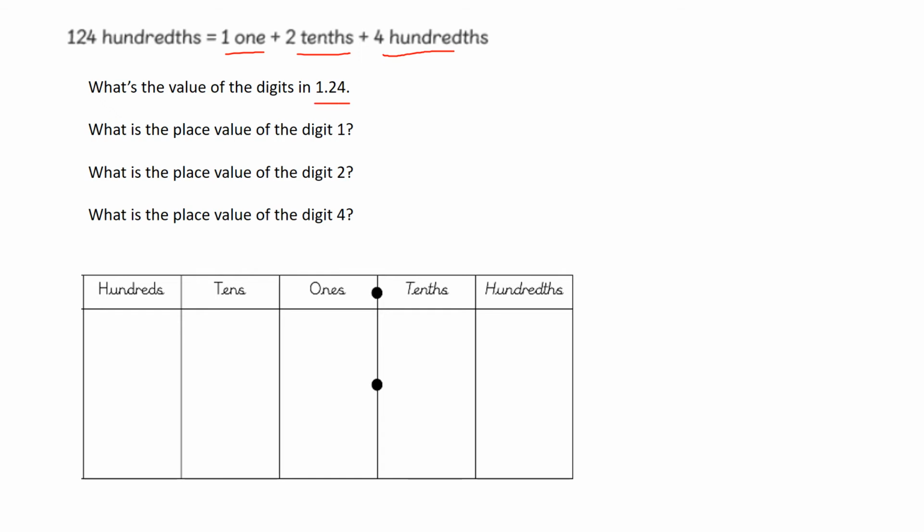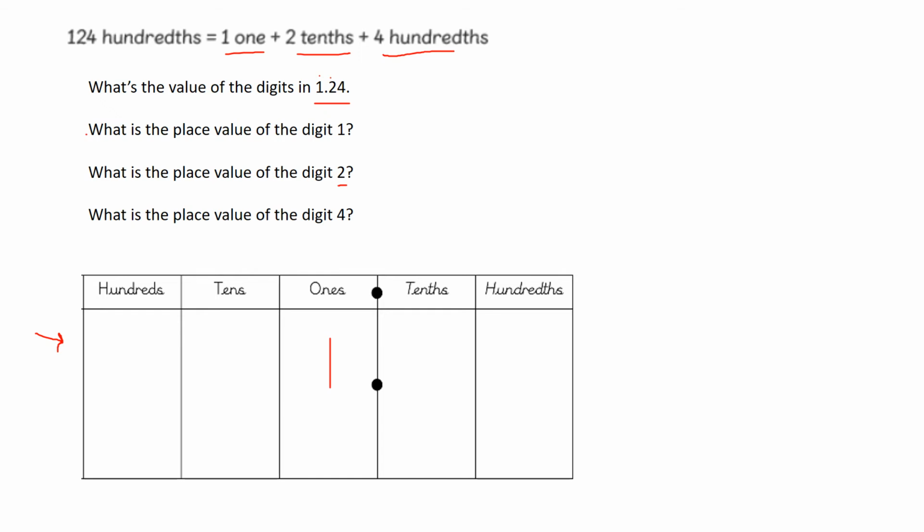So what's the value of the digits in 1.24? I've got a nice little place value chart here, and I'm hoping we can fill that out so we can see how we're going to be working with this amount further. So the first question, what is the place value of the digit 1? So we're hoping that you'll be able to see that that represents 1 of the ones.